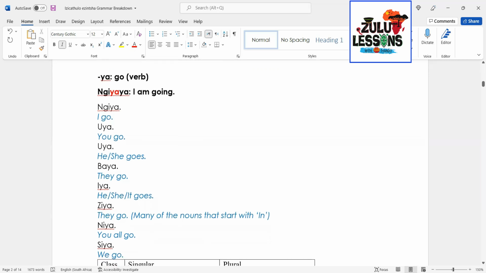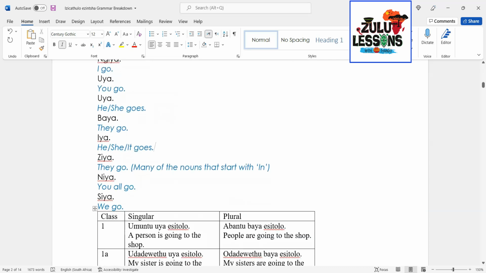So let's move on. Zia, they go. That is nouns that start with I-Z-I. Usually the plurals of nouns that start with IN or IM. Usually. Nia, that's all of you. All of you go. Nia edolobheni. Siya, siya edolobheni. We go to town.